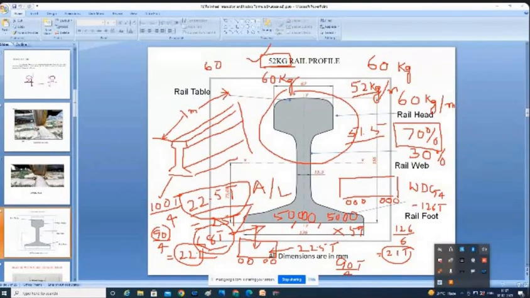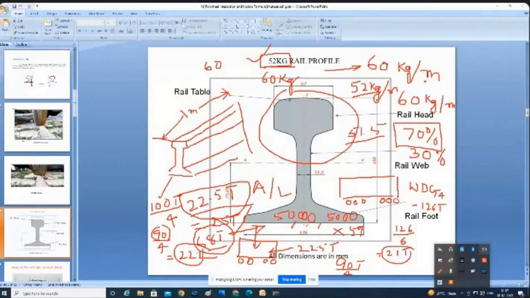So that is why, hereafter, all 52 kg per meter rails will be changed to 60 kg per meter rails. That is one of the reasons for the railway transforming from 52 kg per meter to 60 kg per meter. This is one advantage.